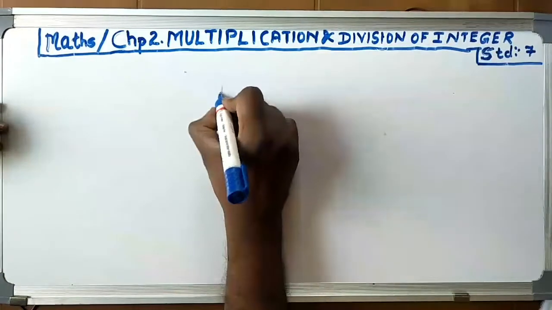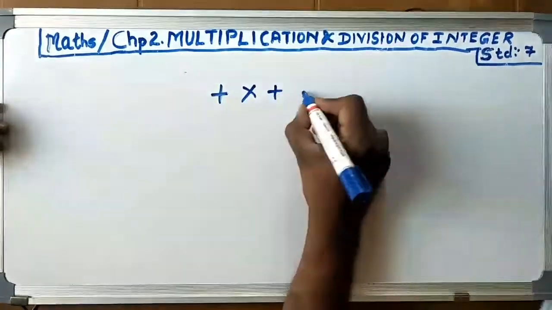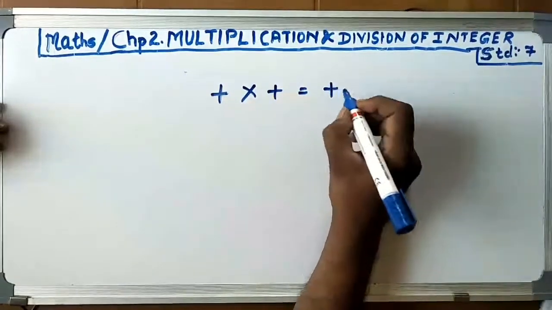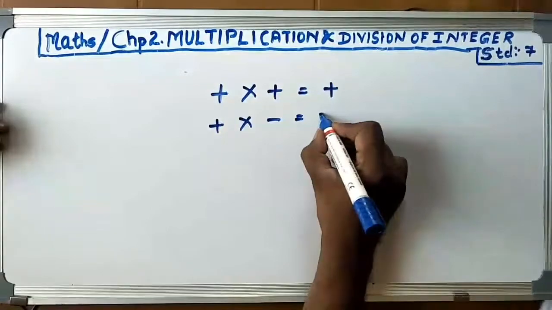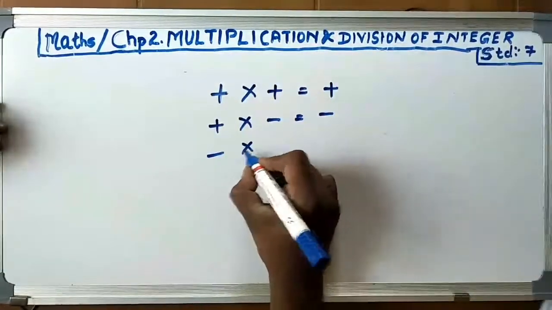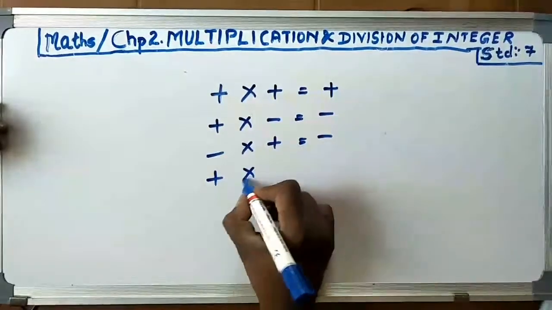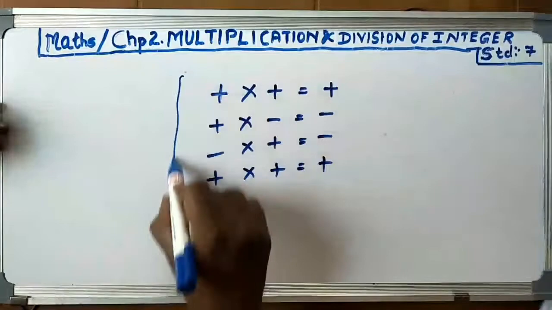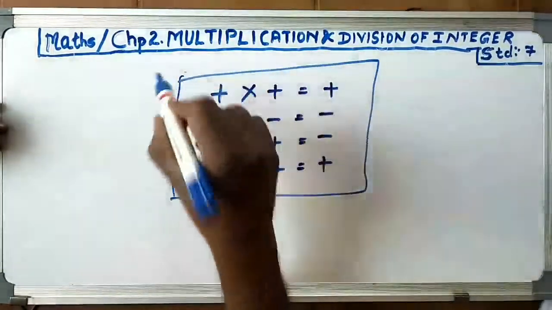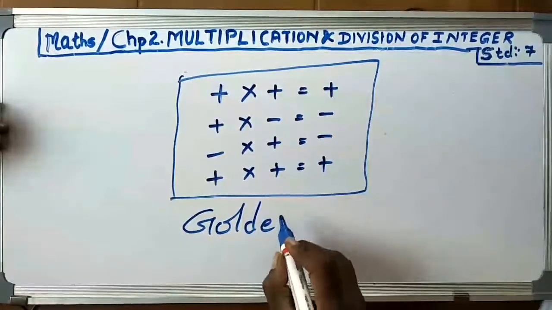The golden rules are: plus multiply by plus is equal to plus. Plus multiply by minus is equal to minus. Minus multiply by plus is equal to minus. Minus multiply by minus is equal to plus. Students, you remember these golden rules for solving the multiplication of integer.